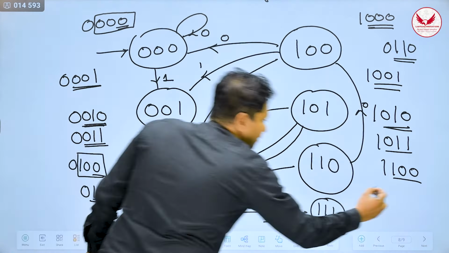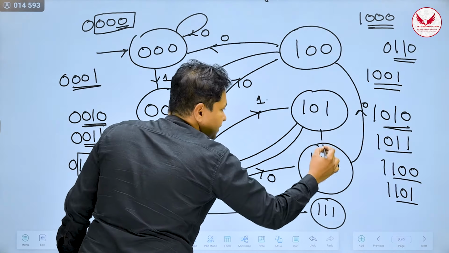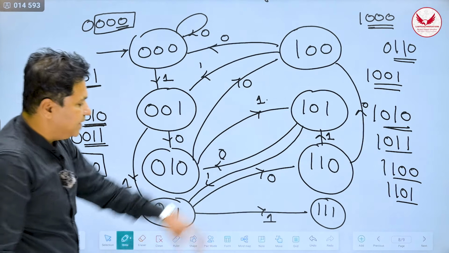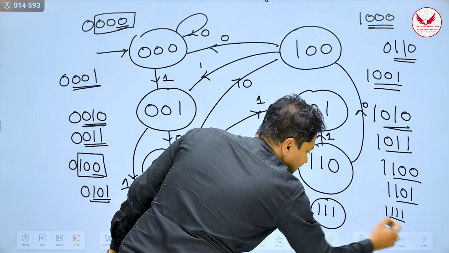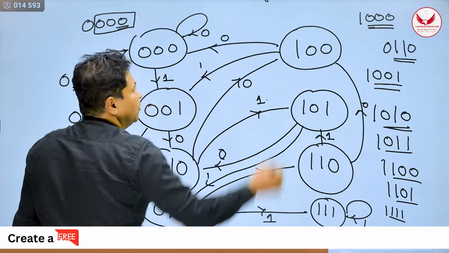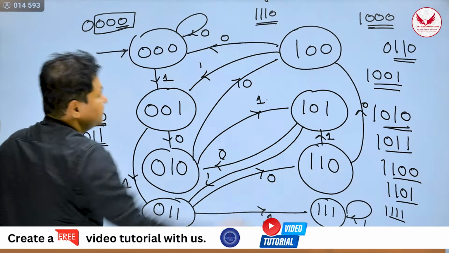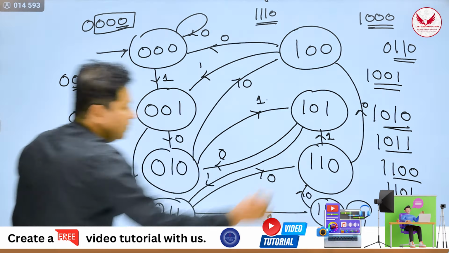What about 1 1 0? If I have 1, so I will reach the state 1 0 1. Same as for 1 1 1. If I have 1, 3 bits, so I will remain in the same state. And when I have a 0 in this state, 1 1 1, 3 bits, in which state will I reach? I will reach the state 1 1 0.